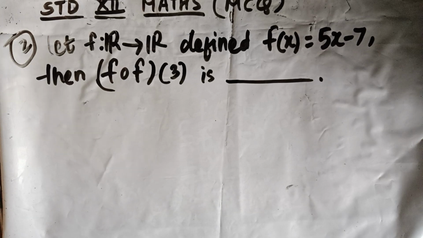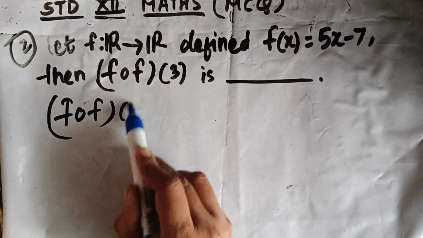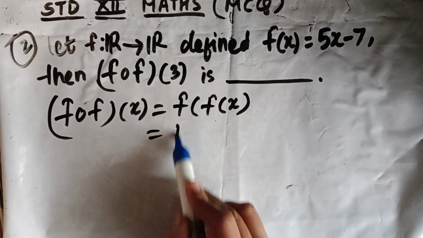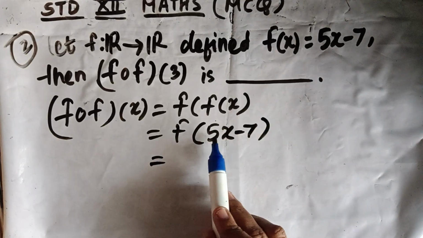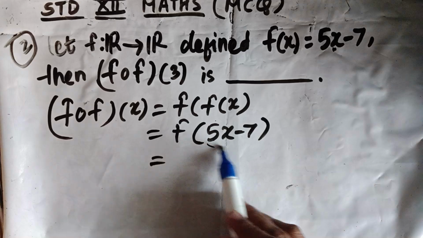Next question. If f is defined from set of real numbers, defined as f of x equal to 5x minus 7. Okay, you are asked to find f composite f of 3. So both the functions are same here. So if I take f composite f of x, okay, so f of x, so we have to put here 5x minus 7. Okay, now in this your x is this function. That is, in place of this x, you have to put this whole thing.